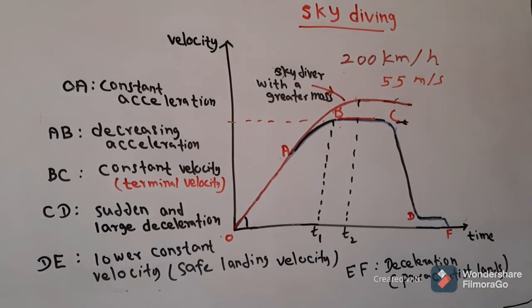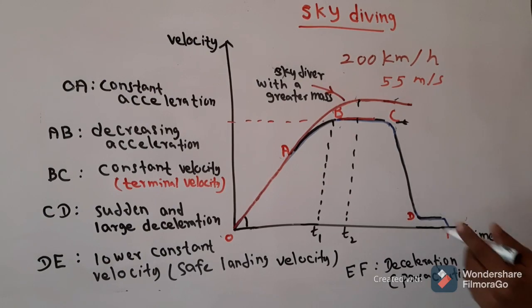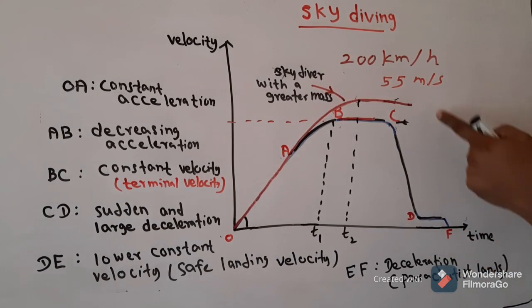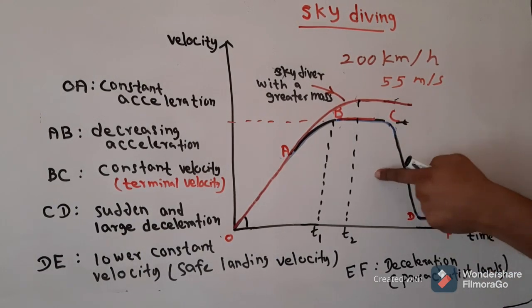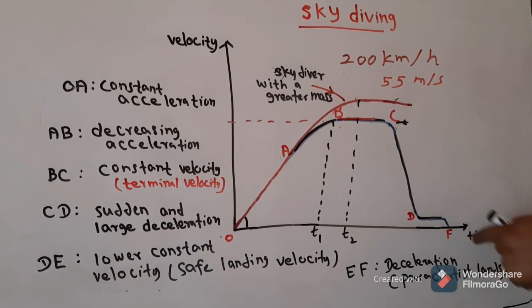This is because there needs to be a greater drag force to balance his weight. His weight is also much greater, so it needs a greater air resistance to balance the weight of the skydiver. That is why he takes a greater time to reach the terminal velocity. And here he opens the parachute, and as before, it comes down like this and comes to a safe landing velocity. That's all.